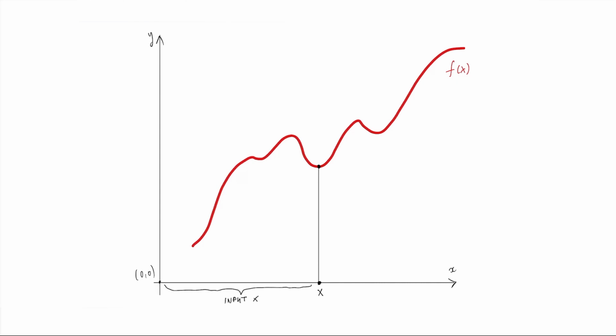And then what is the output? Well, to get the output, we need to project the same point on the other axis, y. So now this point here would be, for example, y, which is f of x. So this length here is then called an output. And it is an output for the input x. So this is the output of x.